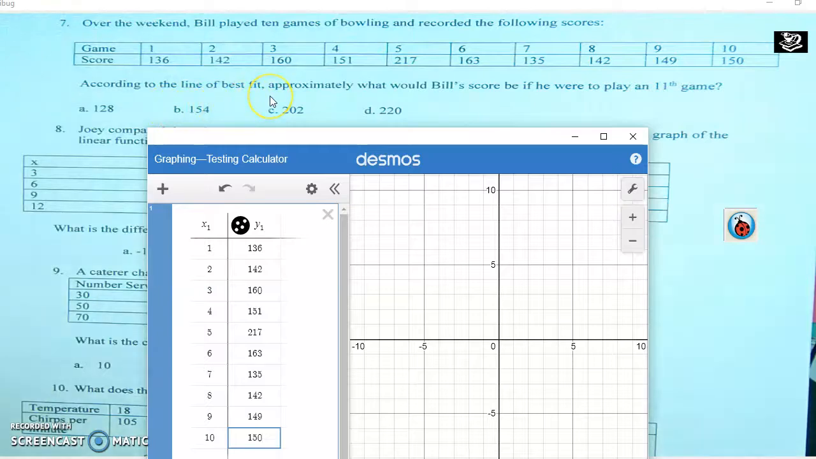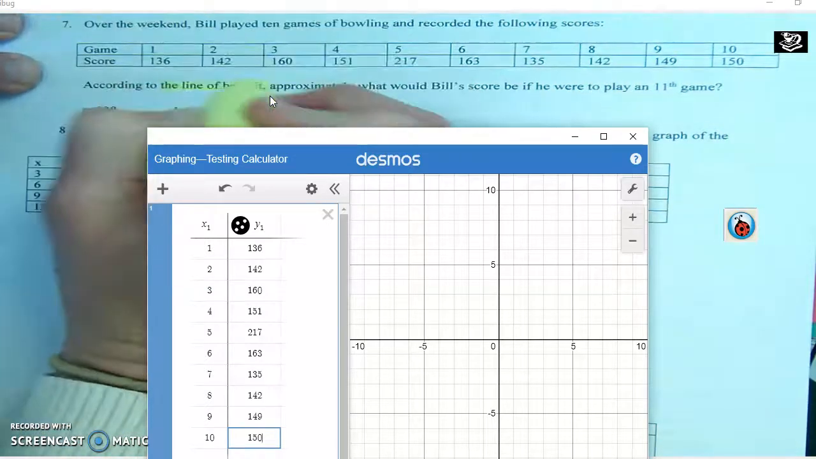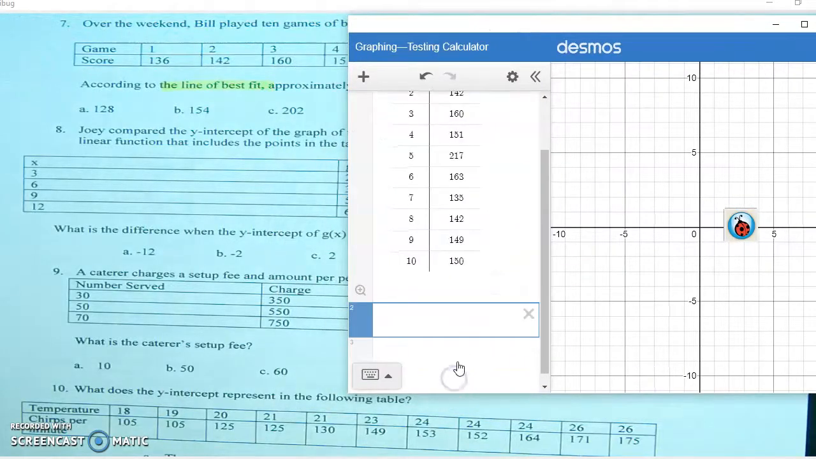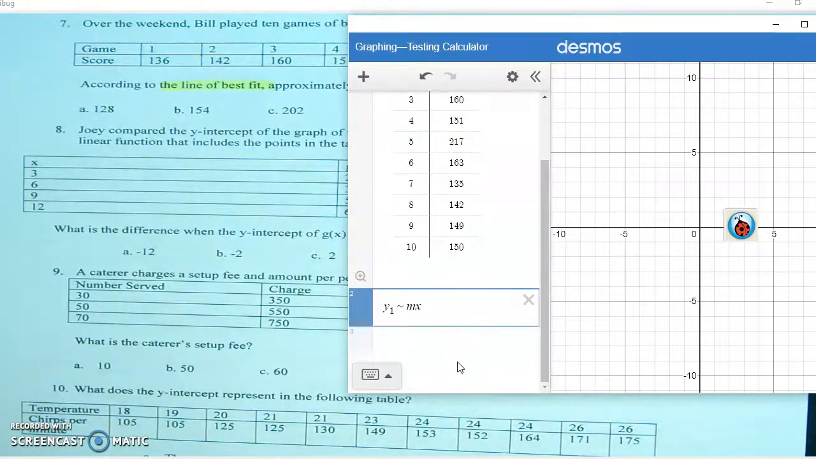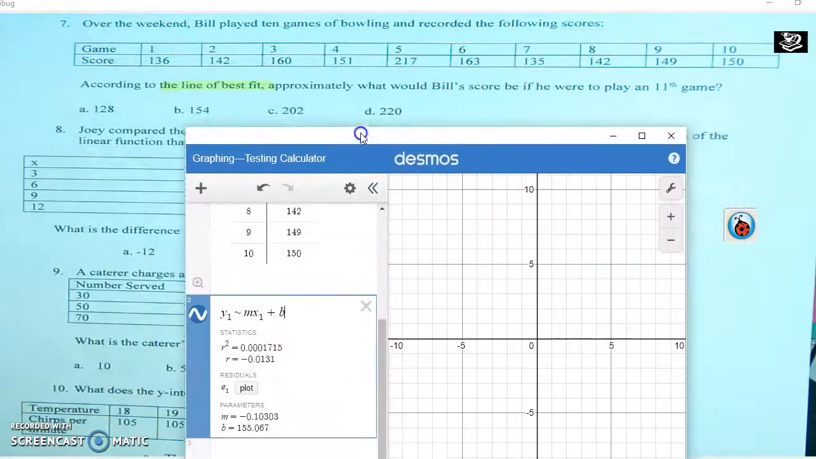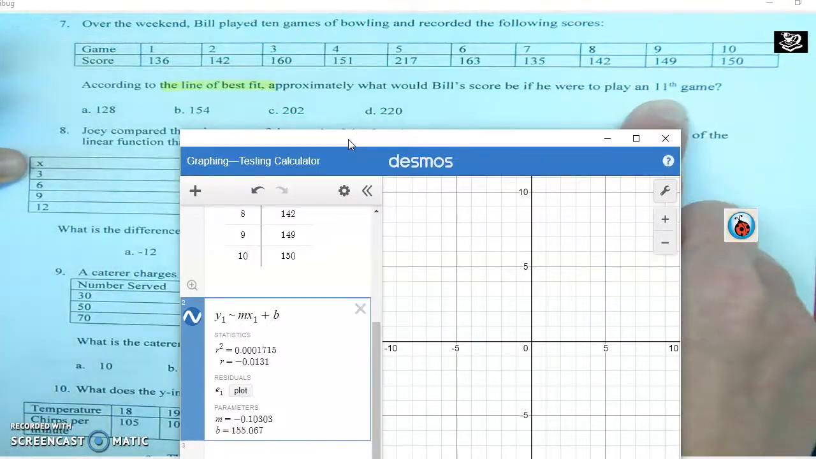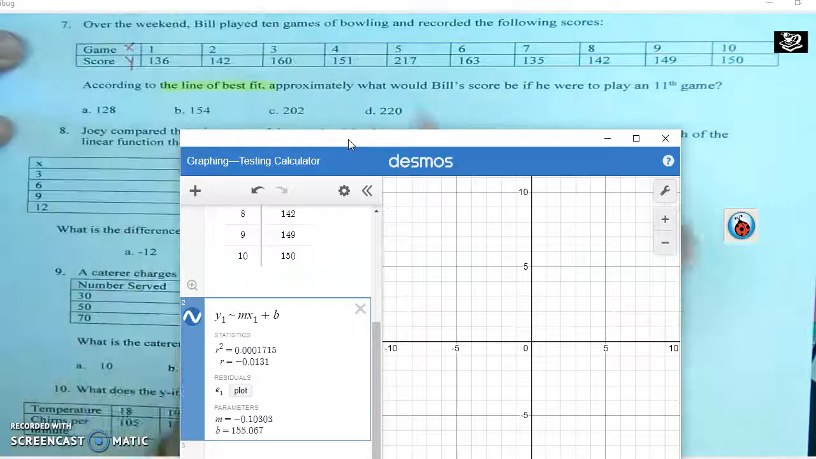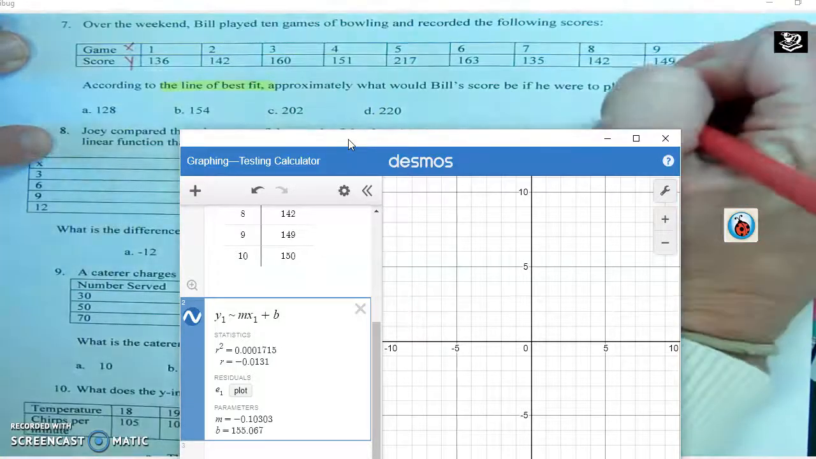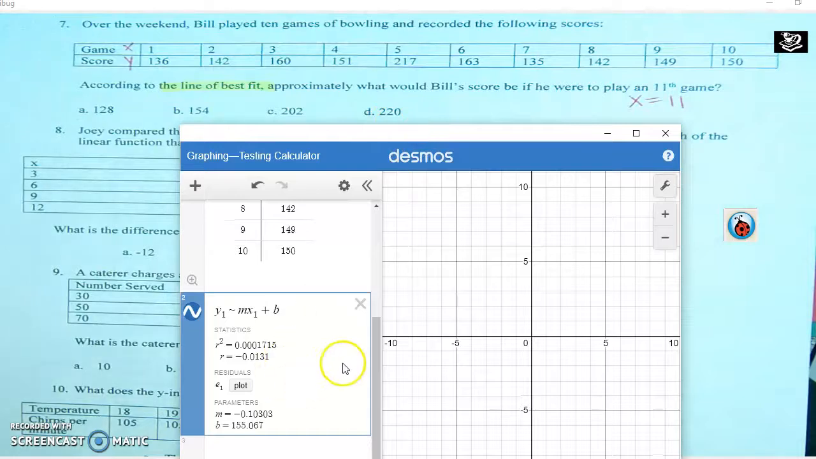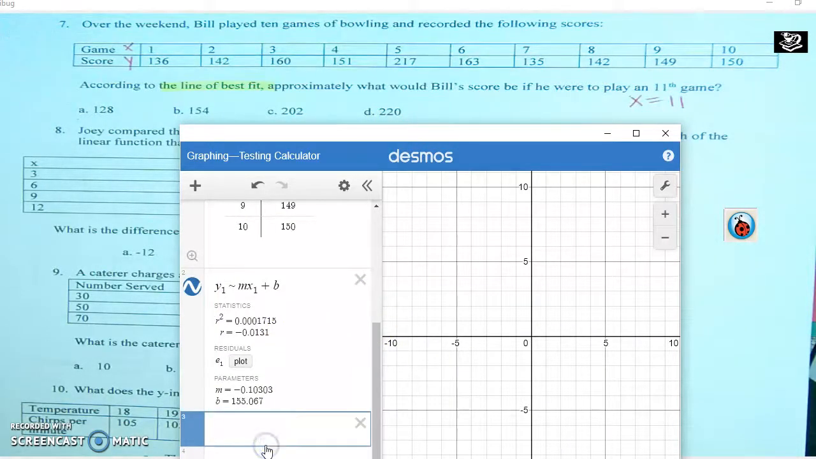According to line of best fit, well, we have to tell Desmos to do that. I had X'd it out, so I'm going to come down here and do another one. y1 tilde mx1 plus b. The question's asking, what would his score be if he were to play an 11th game? Well, look up here in the table. Is game x or y? Game is x. So x equals 11. Before I can type that in, though, I have to actually type the function in.